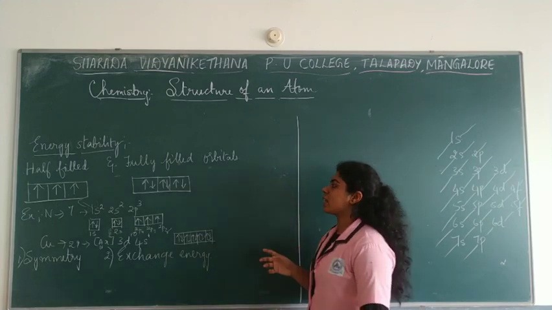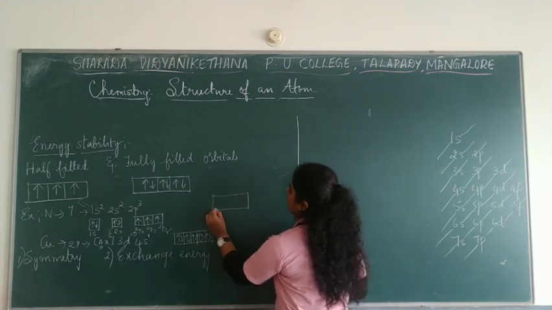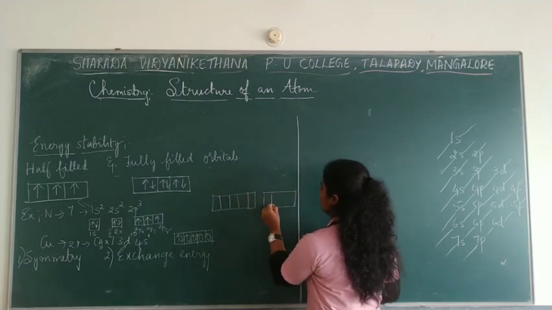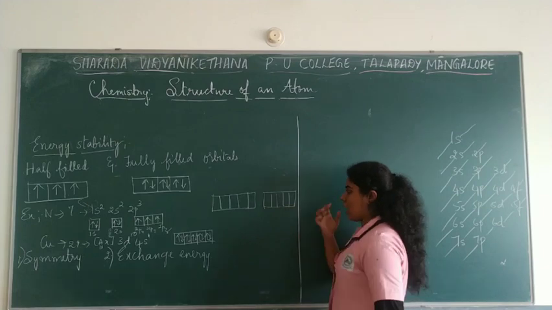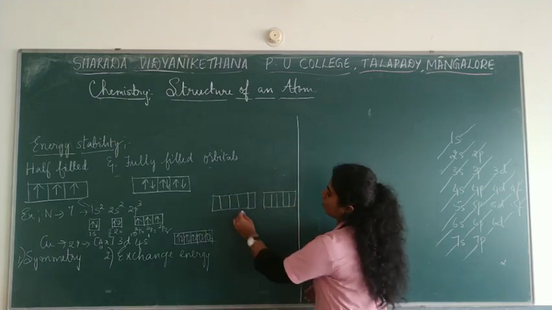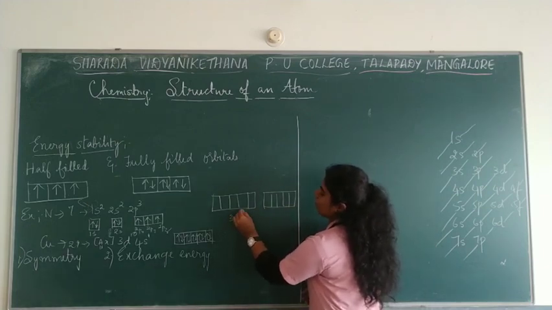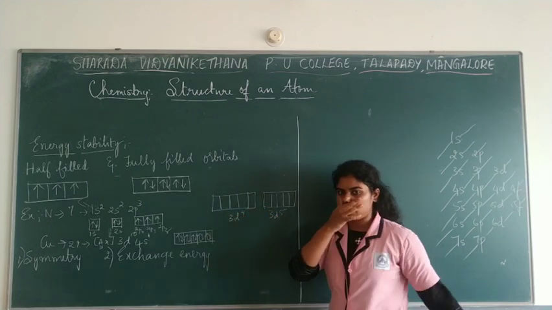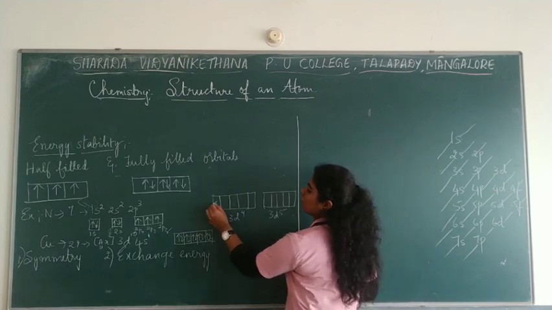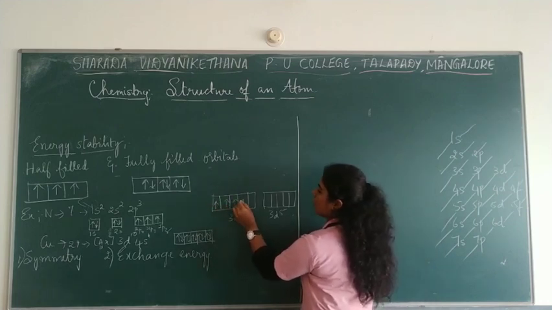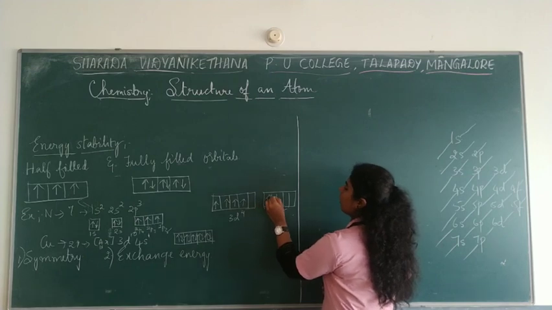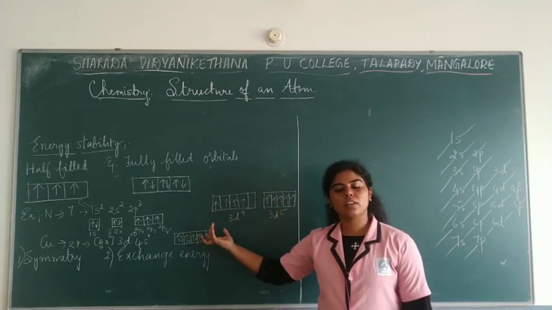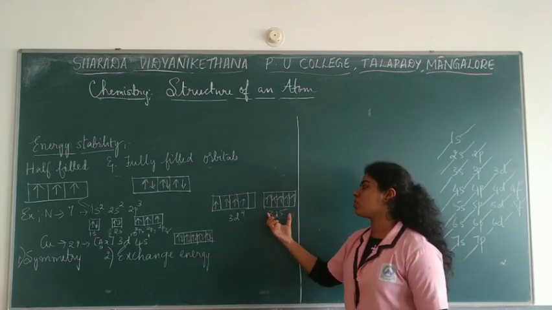Now what do you mean by this exchange energy? Let me take some examples for you. Let me take d orbitals. If you take 3d4 and here it is 3d5, let me explain this. 3d4 in the sense, how will you fill electrons? 1, 2, 3, 4. Correct? Here it will be 3d5, half filled. Let me compare and tell you why this is said to be more stable than the other one.